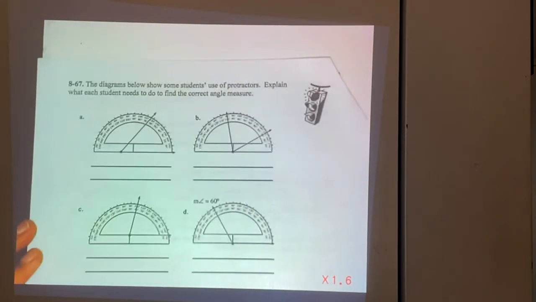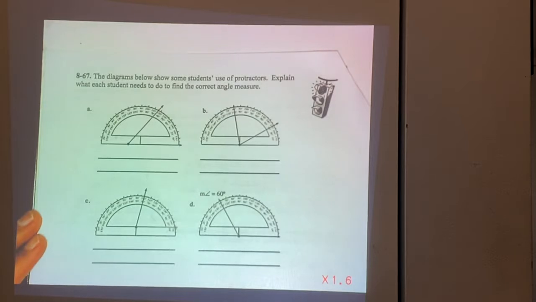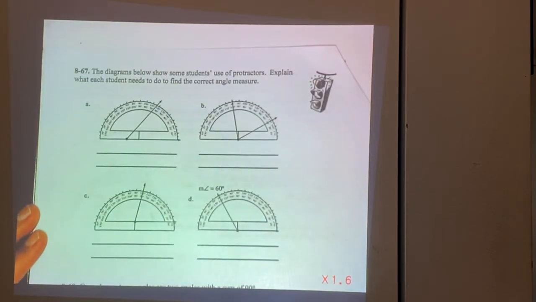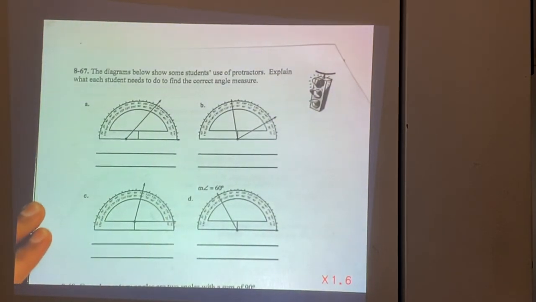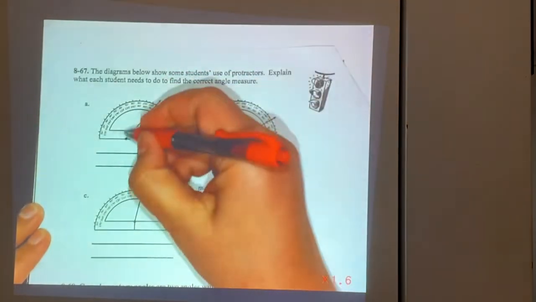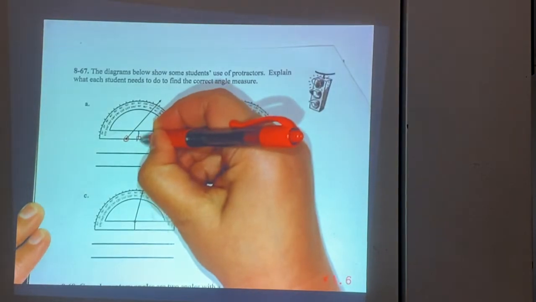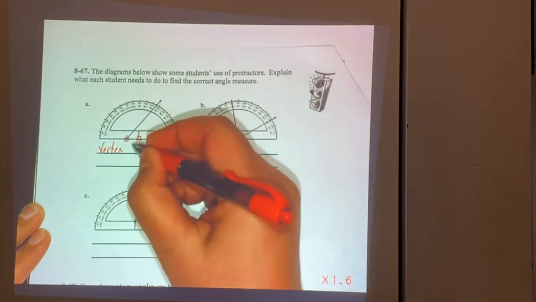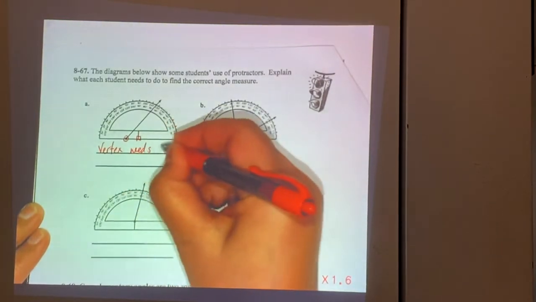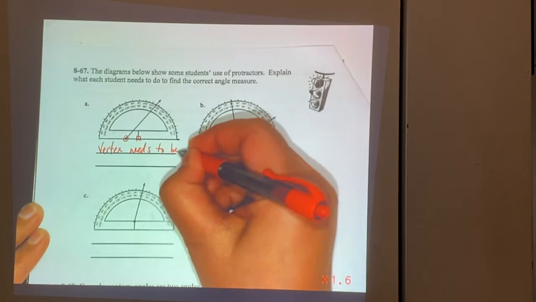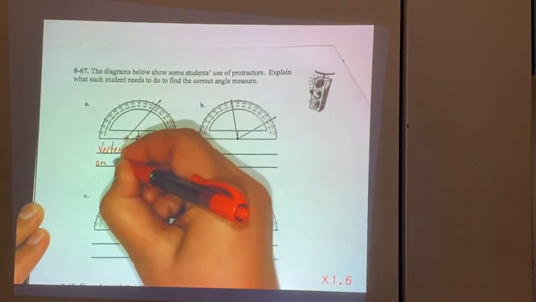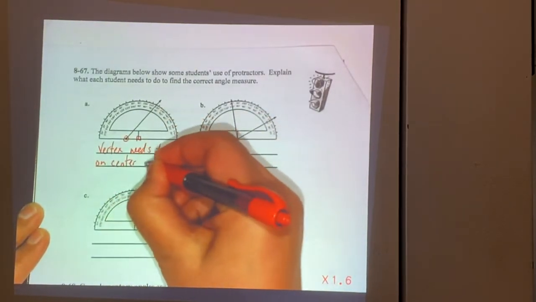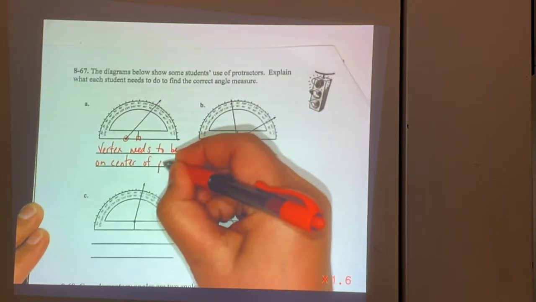Diagram 867. The diagrams below show some students' use of protractors. Explain what each student needs to do to find the correct angle measurement. Okay, so if this is the vertex right here, it's supposed to be right here. So the vertex needs to be on the center of the protractor.